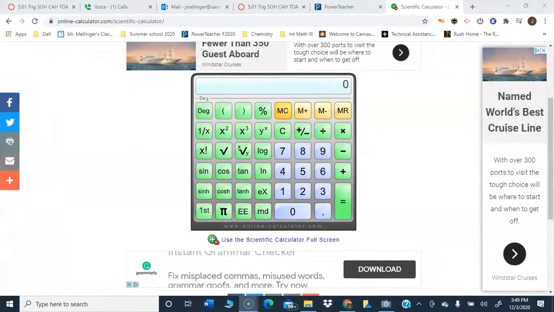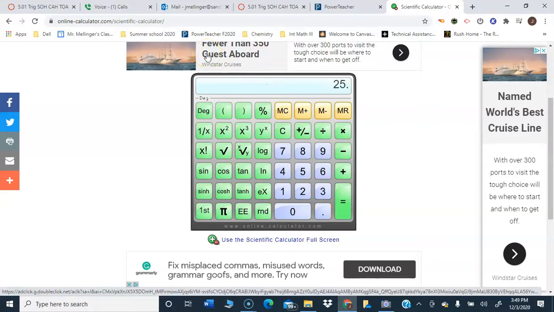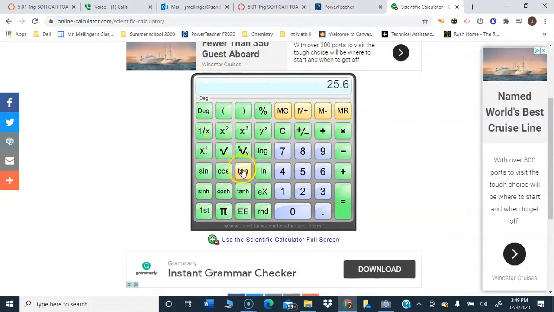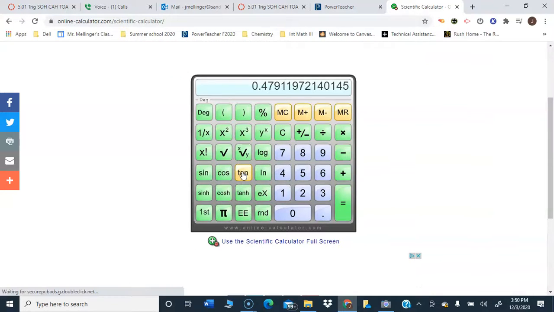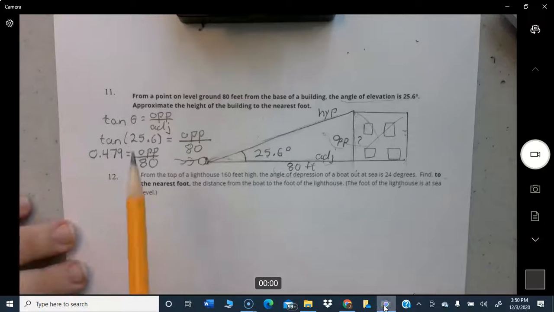Okay, there we go. So we're going to go ahead up here and we're going to put in 25.6. Come down here and click on tangent right there, and it gives you 0.479. So I can write that over here, 0.479. Okay, so I wrote 0.479, opposite over 80.